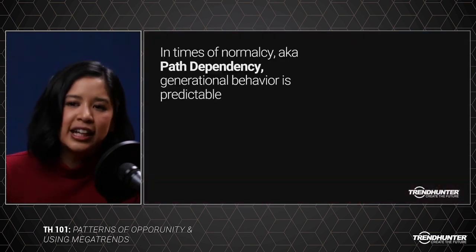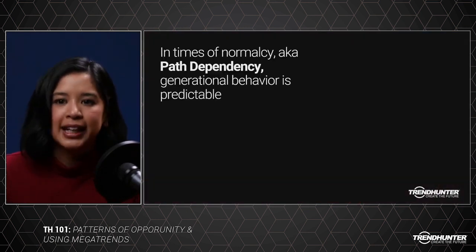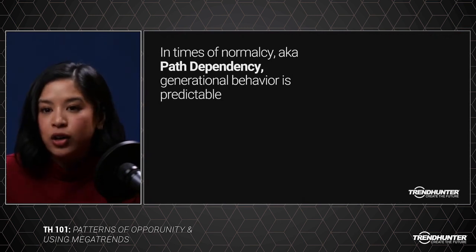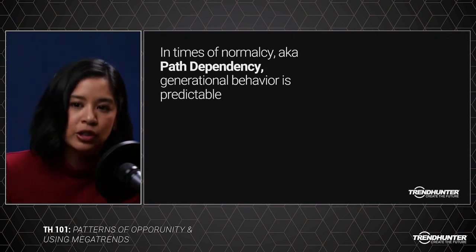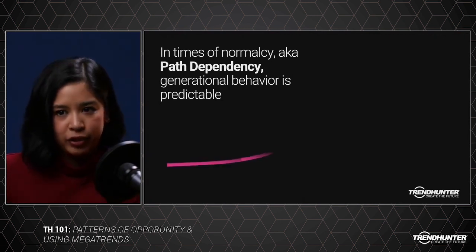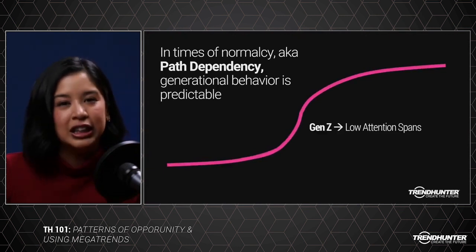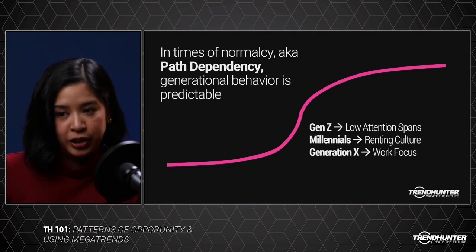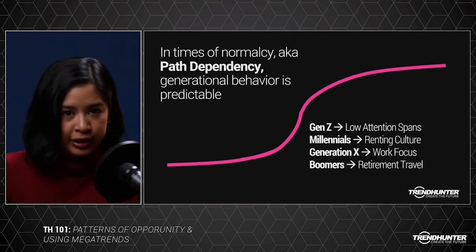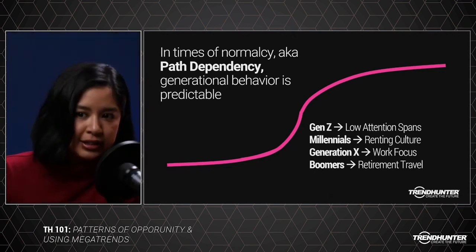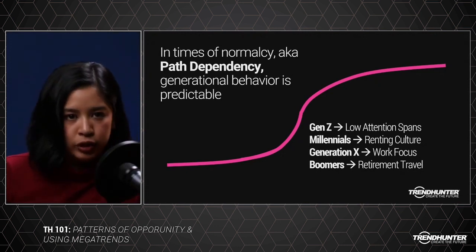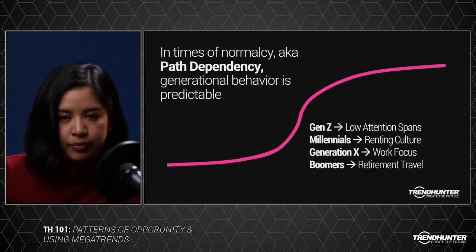But of course, the definition of what it means to age is always disrupted in times of change. When things are normal, or what we call the path dependency era here at Trend Hunter, generational behavior is very predictable. It's very linear, right? You take the formula of the age that a generation is at and you combine it with their shared experience. Or baby boomers love to travel when they're retired.